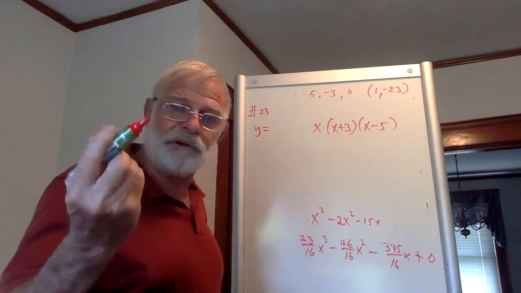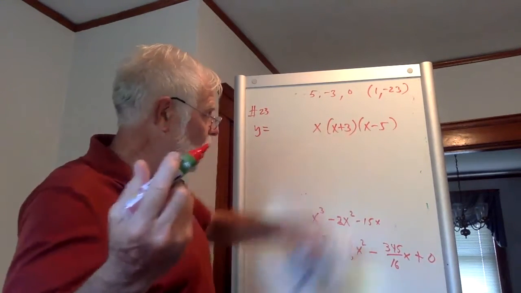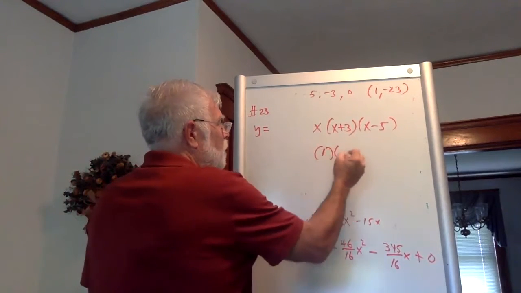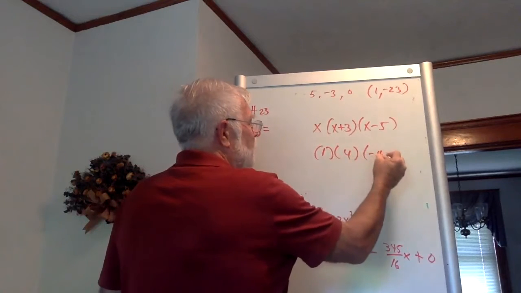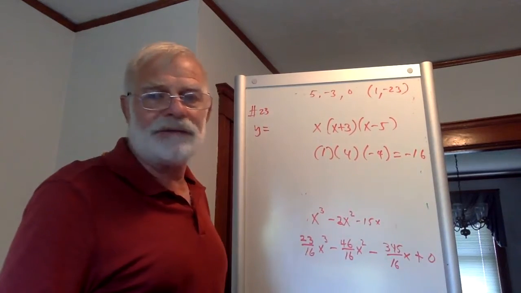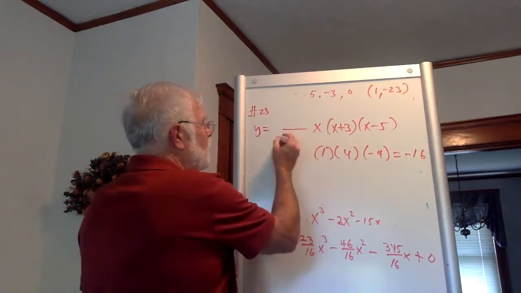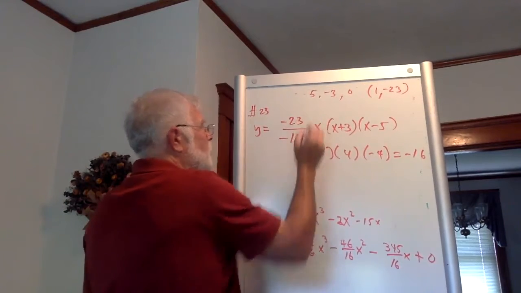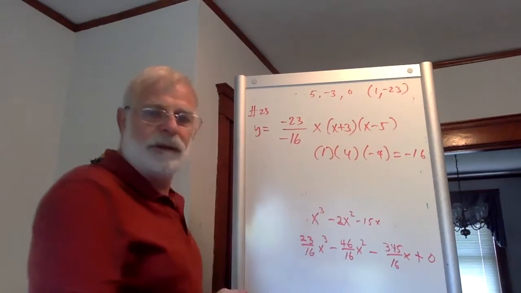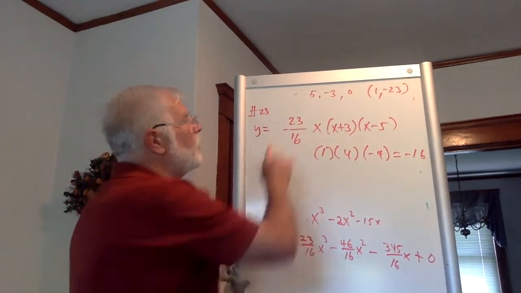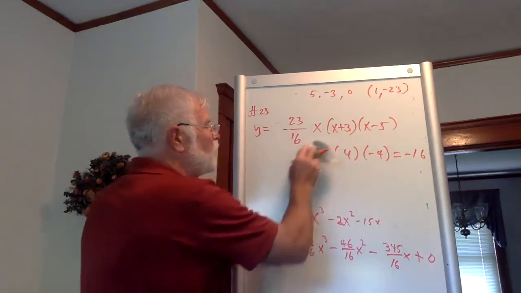Now I've got the marker. I get to look at what happens when I put a 1 in. When I put a 1 in, I get 1 times 4 times -4, which is -16. I don't want -16, so I'm going to get rid of it. I want -23. Obviously, you can doctor that up and get rid of the minus signs. That works for all of those. So it's a unique graph.